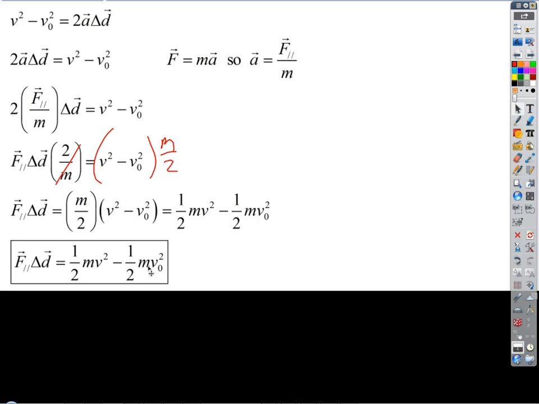100 newtons, 110 newtons. Well, what do you think this is? What is this? Anybody have any idea what this 1/2 mv squared thing is? What do you think? Any idea? This is a term we haven't thrown around yet, but it's a really important one in physics.